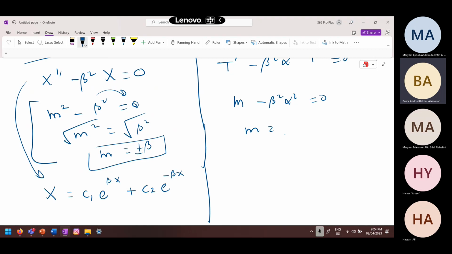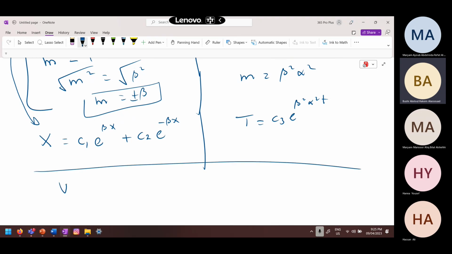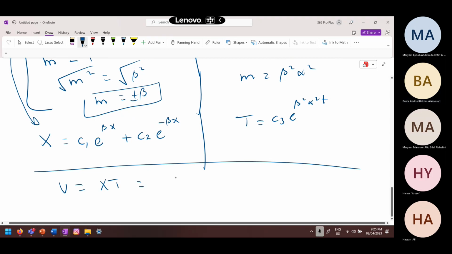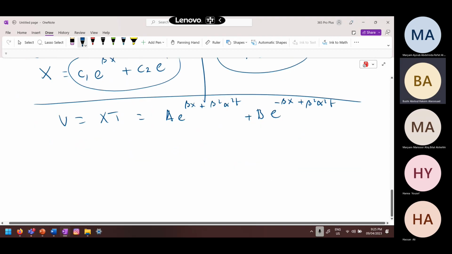As for this, M is equal to beta square alpha square. And again, we'll have the same type of solution, which is C3 e to the power beta square alpha square t. Now apply the assumption, which is u is equal to X T. You will multiply this with this, and you will get a e to the power beta x plus beta square alpha square t, plus b times e to the power negative beta x plus beta square alpha square t. This is our second solution.